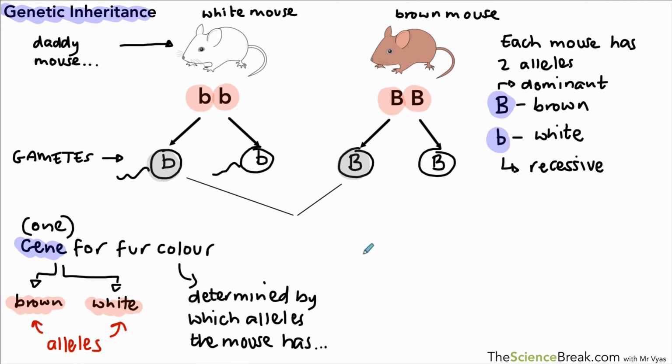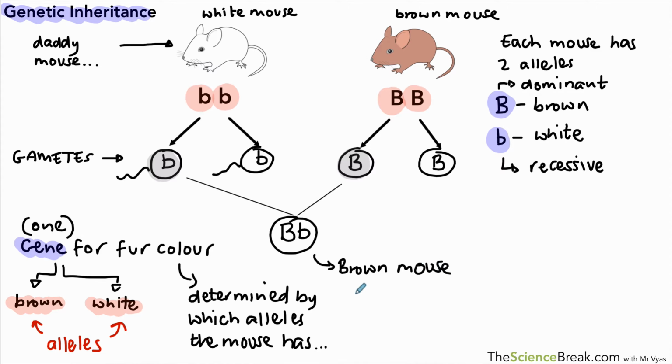That means in the fertilized egg we're going to have one uppercase B and one lowercase b, and if that gets a chance to develop into a baby mouse, that baby mouse is going to have brown fur because the brown allele is dominant. It masks the effect of the recessive one. So this is going to be a brown mouse. But that's only one possible scenario. There could be other scenarios as well.